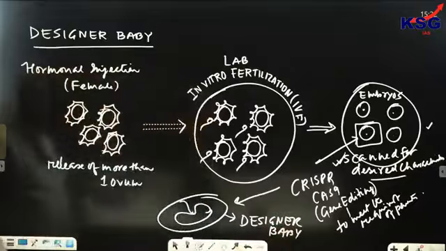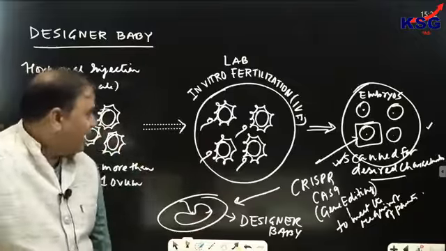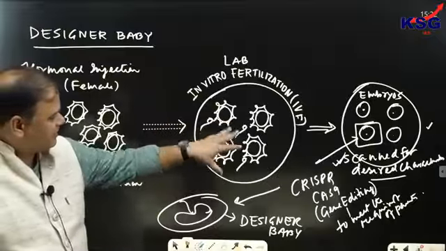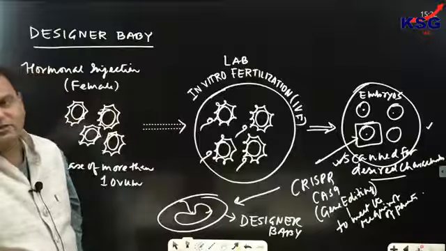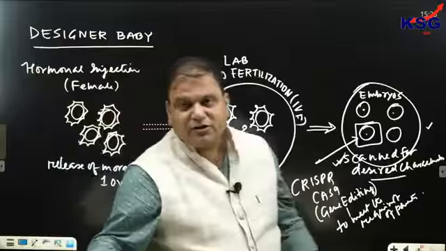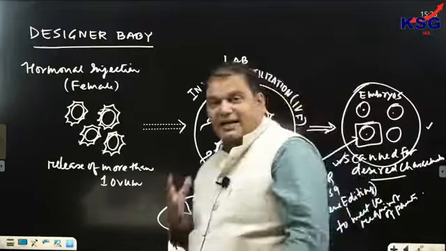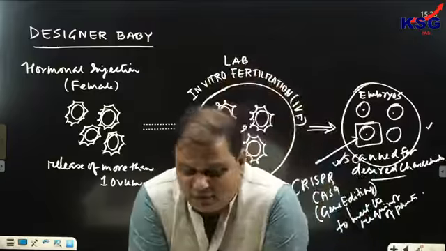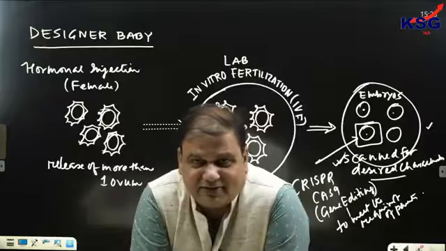So everything depicted on the board: a normal hormonal injection is given to the female so that she releases more than one ovum at a time, and all these 4 ovums are fertilized in the lab. In vitro fertilization takes place by the sperm of either the father or a selected donor. Generally the selected donor is used. Clear? And then 4 embryos would be formed. Now these 4 embryos would be scanned for desired traits.